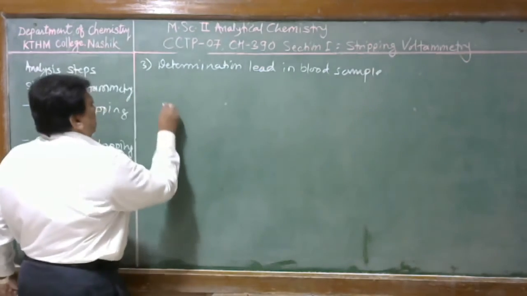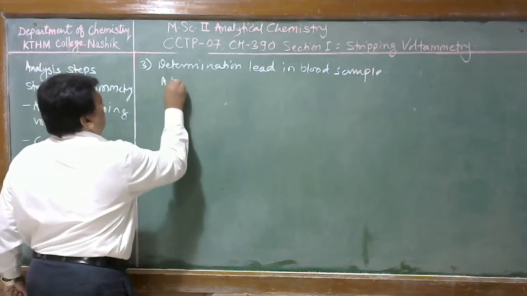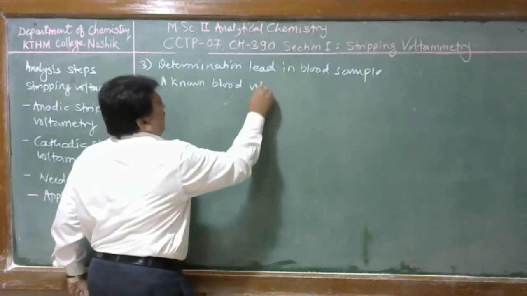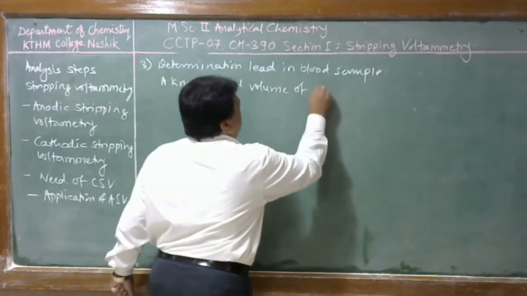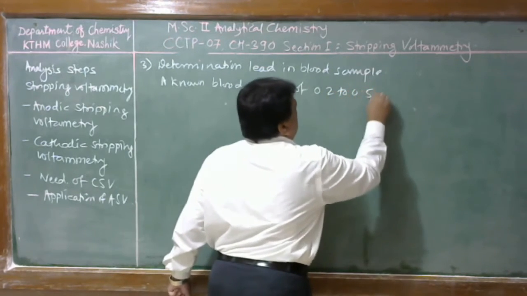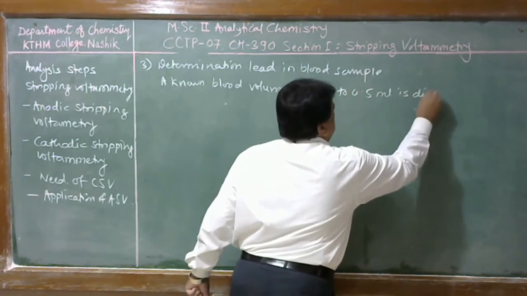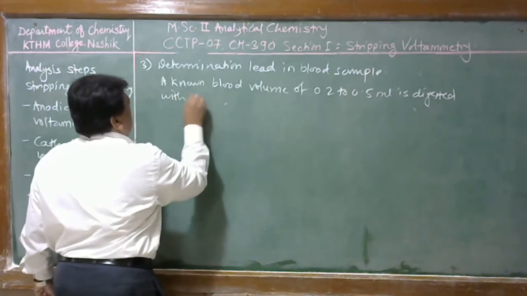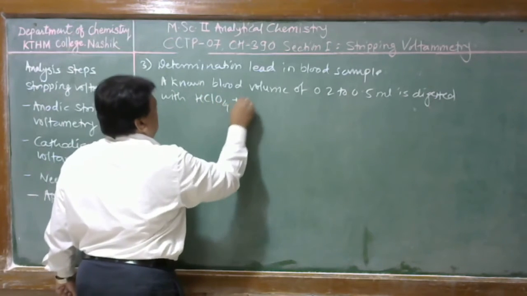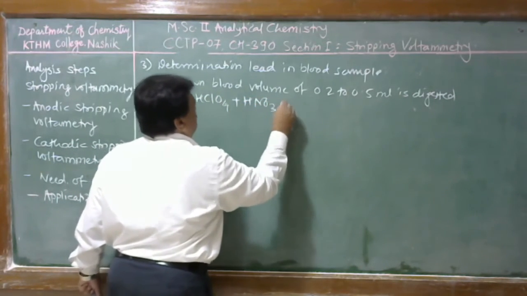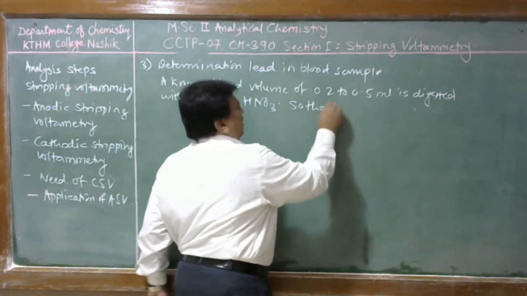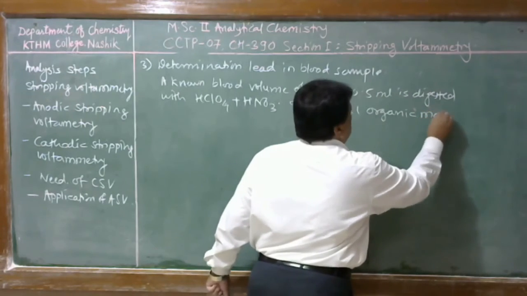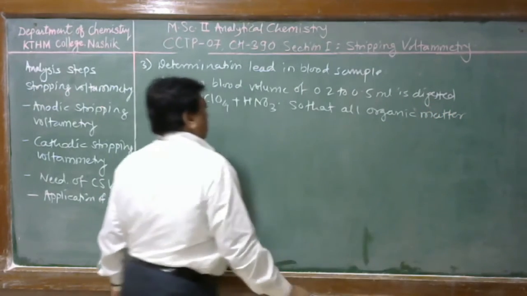The procedure for this purpose: a known blood volume of 0.2 to 0.5 ml is digested with perchloric acid and nitric acid, so that all organic matter in the blood is removed.